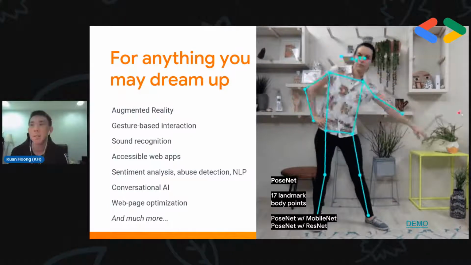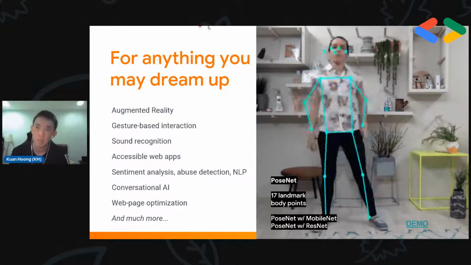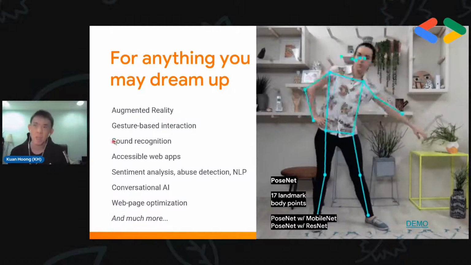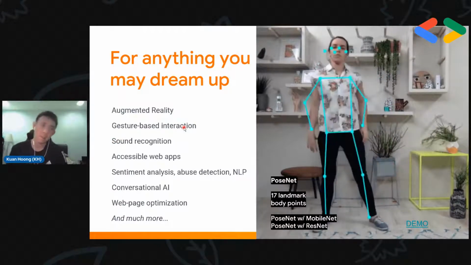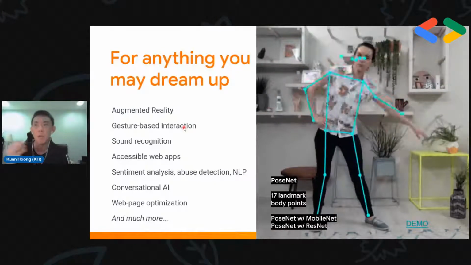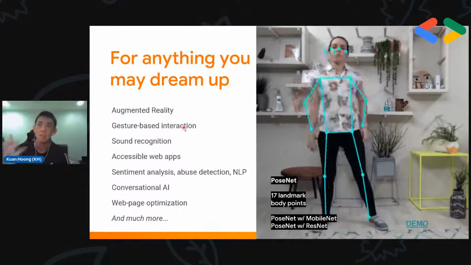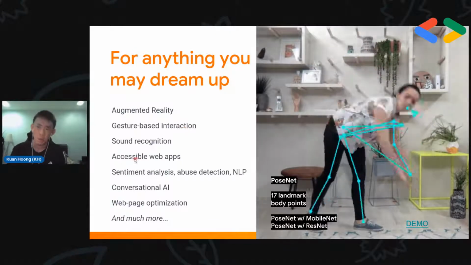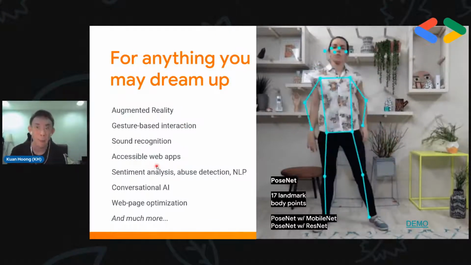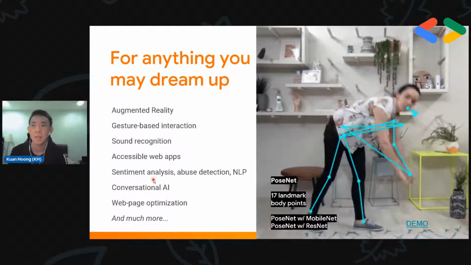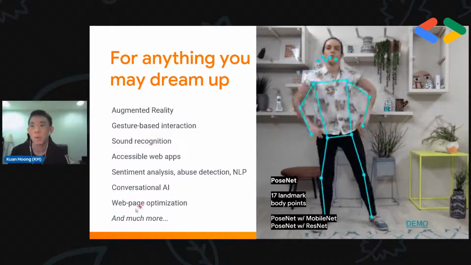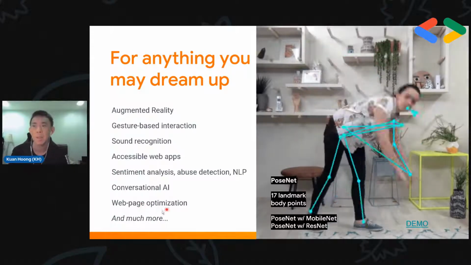You can run a machine learning model and then do something related to augmented reality, AR. You can have gesture-based interaction. That means you can have a model that recognizes your gesture. Later, I will do a demo. You can see a lot of demos that recognize gestures. You can do sound recognition. You can write a lot of web apps. You can do sentiment analysis, or conversational AI, or a lot of web page optimization and many more.